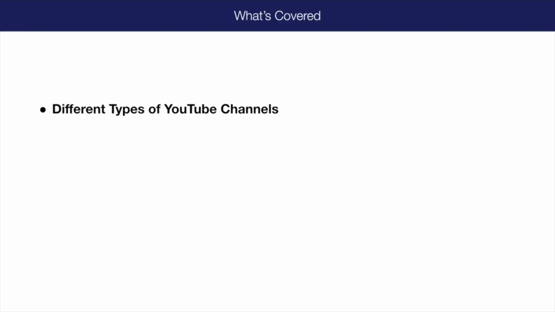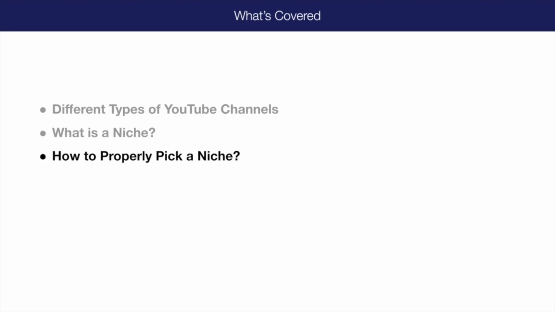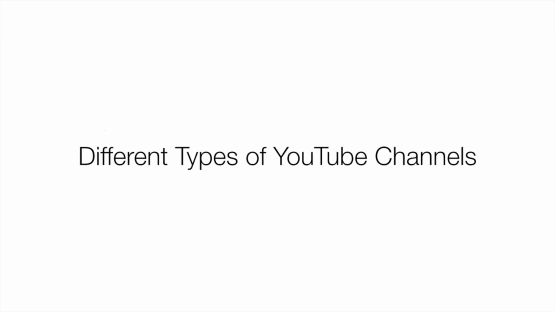So here's what's covered. We're gonna go over the different types of YouTube channels on YouTube. You might not have noticed different types, but we're gonna go over exactly what it is today and what we're gonna focus on inside of this program. We're gonna go over what specifically a niche is, what exactly that is and how we're gonna utilize that when we build our YouTube channel, and how to properly pick a niche, because picking a niche is very, very important for having a solid foundation for massive growth. Okay, so let's get right into it.